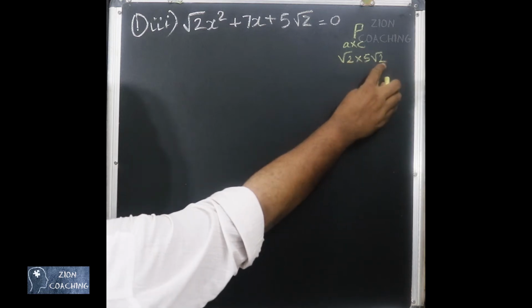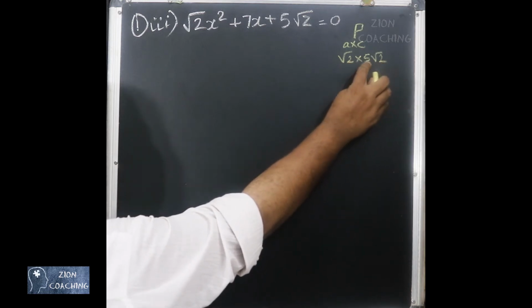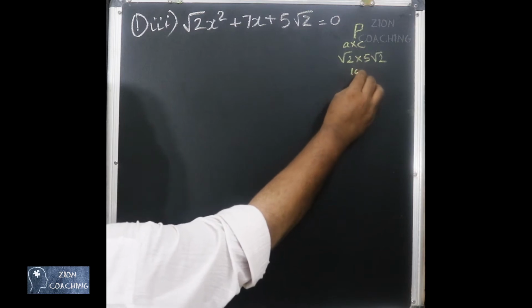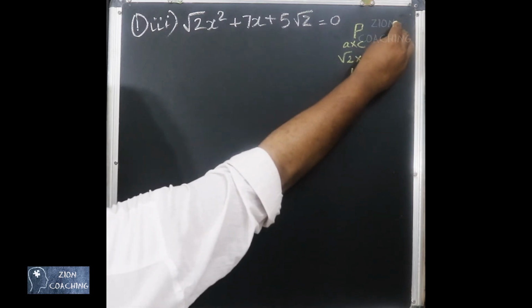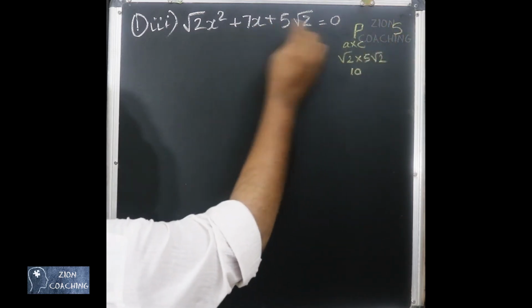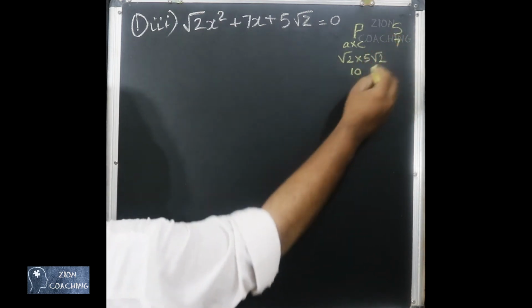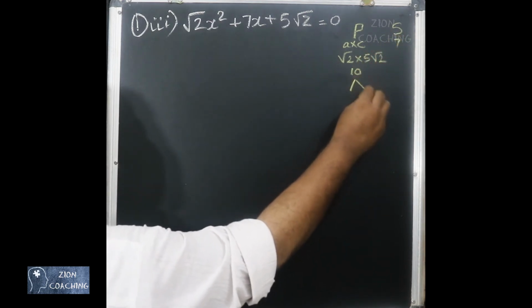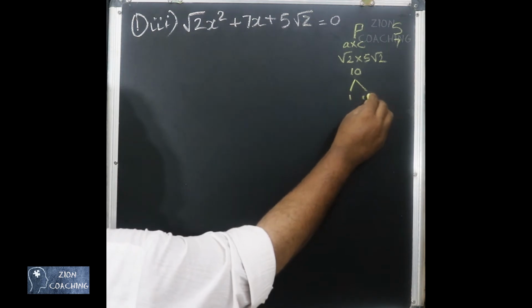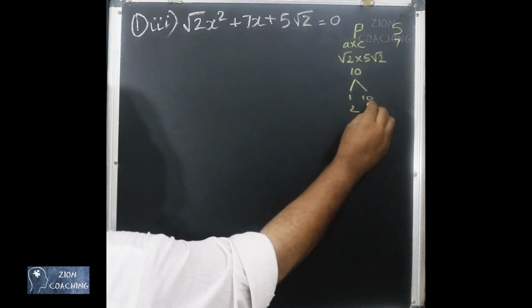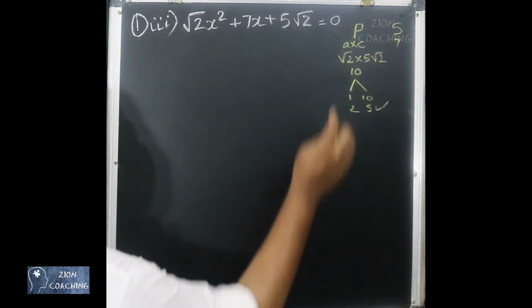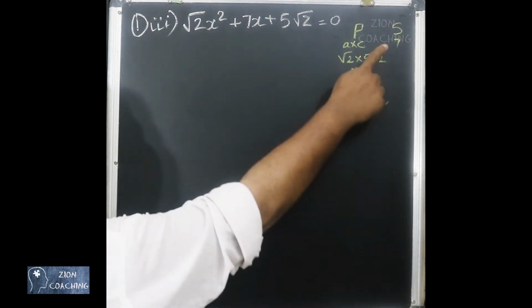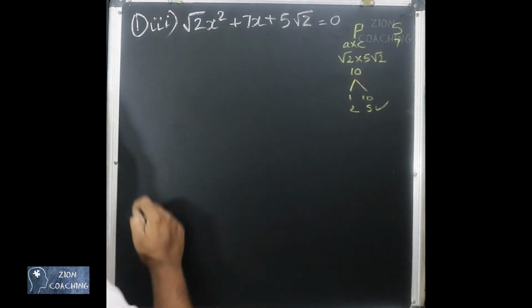So root 2 into root 2 is going to be 2. 2 into 5 is going to be 10. Sum term is your b value, which is 7. Now when you find the factors of this 10, 1 into 10, 2 into 5, this one suits the sum there. 2 plus 5 is going to be 7, 2 into 5 is going to be 10.